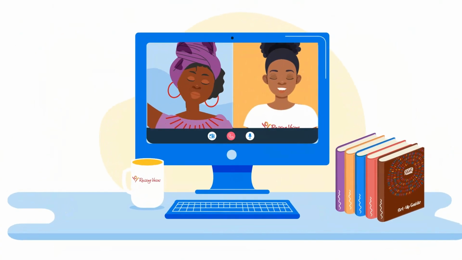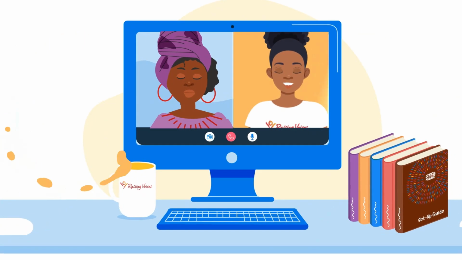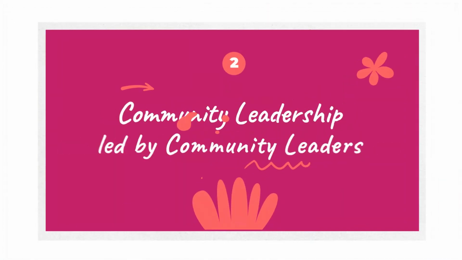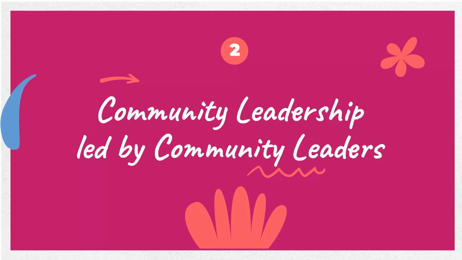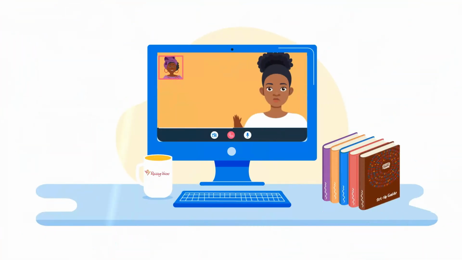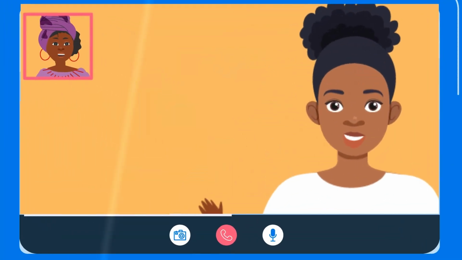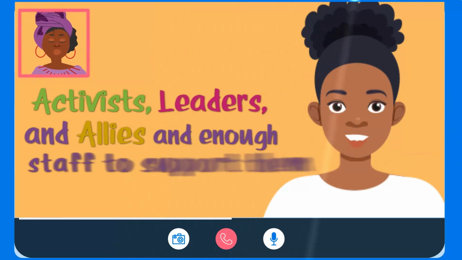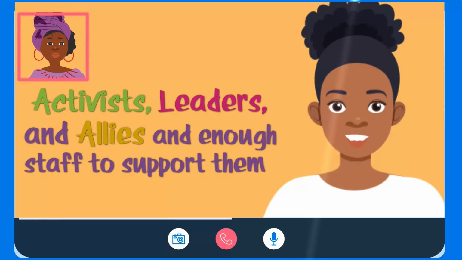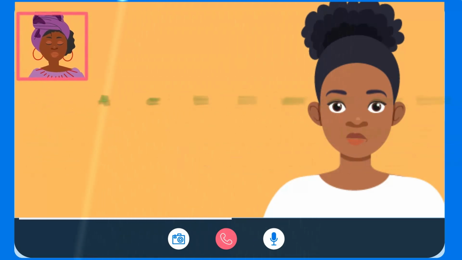Grace learns that SOSE Together has 3 core strategies. 1. Local activism led by community activists, 2. Community leadership led by community leaders, and 3. Institutional strengthening led by institutional allies. Raising Voices explains that it's important to have enough activists, leaders, and allies, and enough staff to support them, for SOSE Together to work well and effectively prevent violence against women.